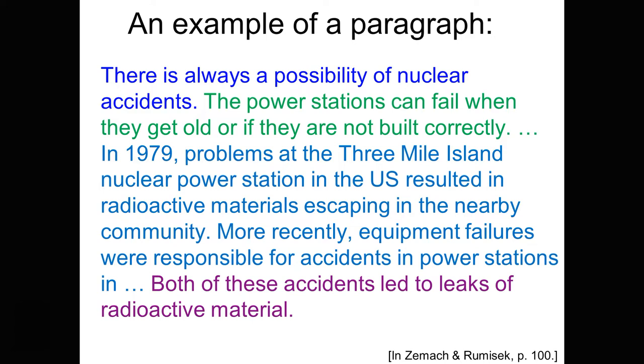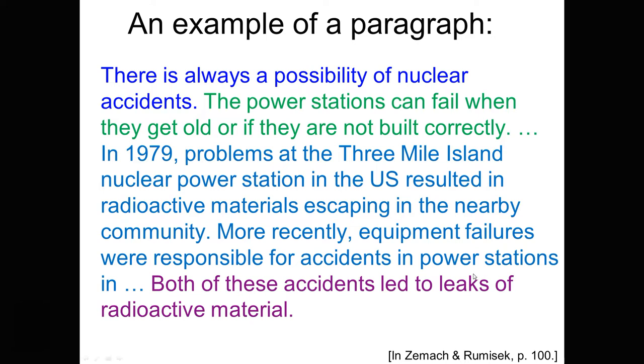So you can see in the green, it says the power stations can fail when they get old or if they are not built correctly. In 1979, problems at the 3 Mile Island nuclear power station in the US resulted in radioactive materials escaping in the nearby community. More recently, equipment failures were responsible for accidents in power stations. Both of these accidents led to the leaks of radioactive material.